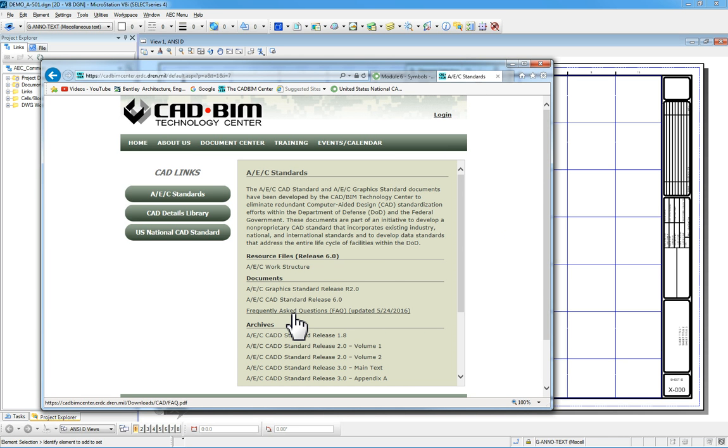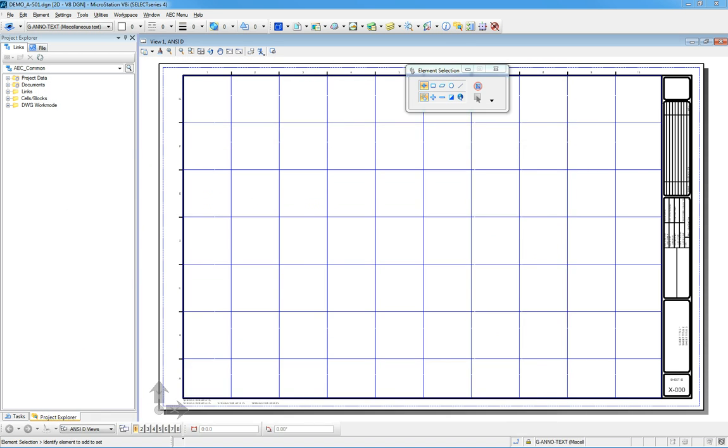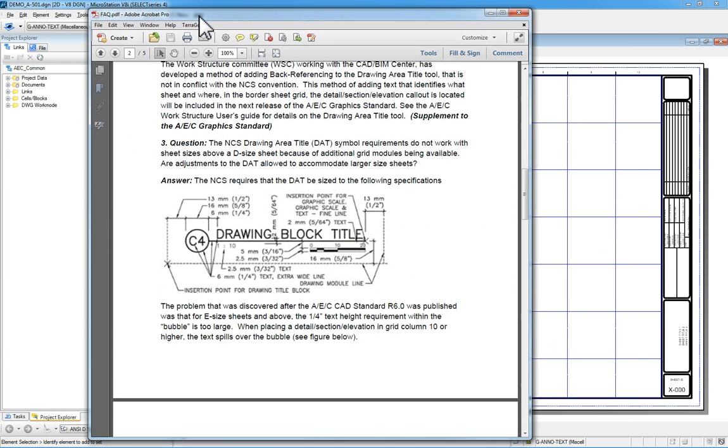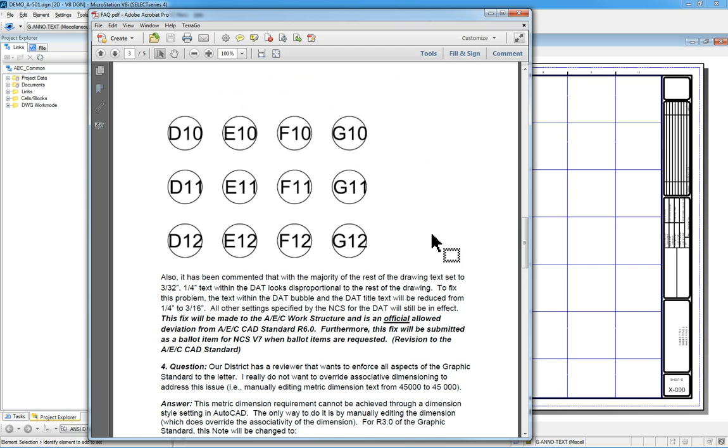So if you look at the frequently asked questions in the CAD standard or at the CAD BIM Center's website, there is number 3, which describes what the drawing area title should look like for the AEC standards. Essentially, the big difference is that the text height inside the bubble and the text height for the title text is reduced from a quarter inch down to 3/16. That allows for ANSI E size sheets, which have more grid spaces in them than the National CAD standards would allow for.